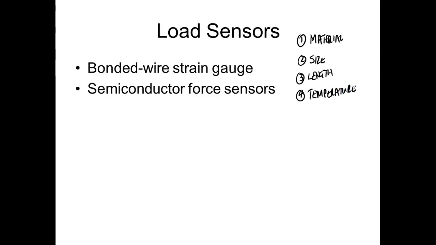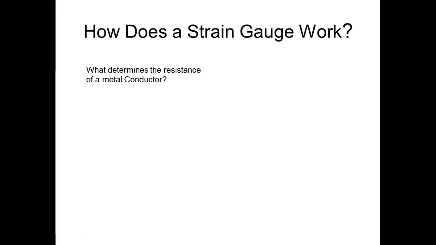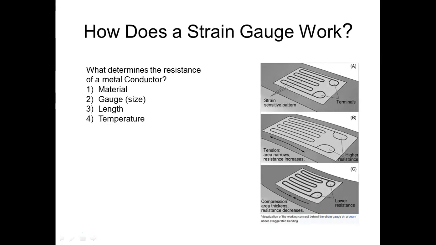So this is the way a strain gauge works. It works on these two principles, changing the size and also changing the length. And then we got to figure out what to do about it. Everybody understand? And then we have semiconductor force sensors. What determines the resistance of a conductor: the material, the gauge or the size, the length, and the temperature. So this is what we do with a strain gauge.